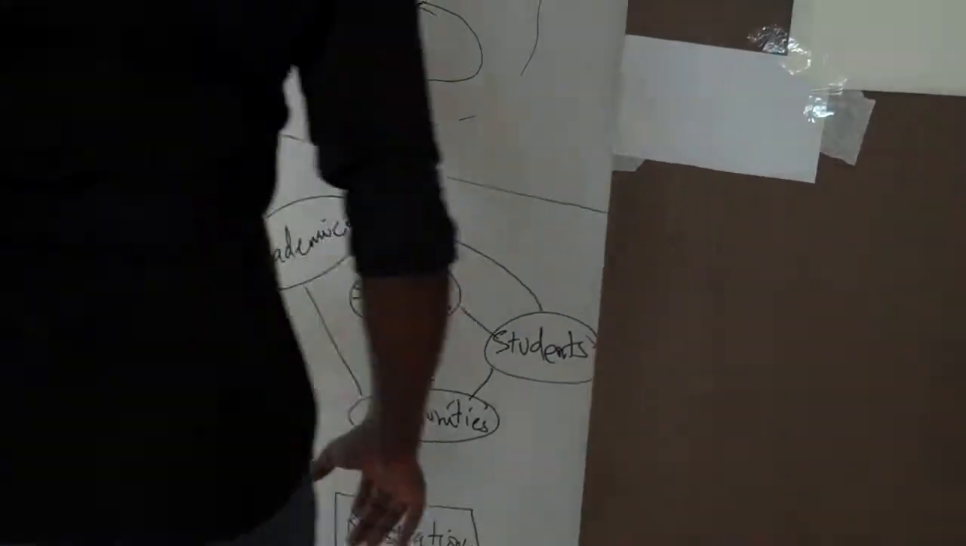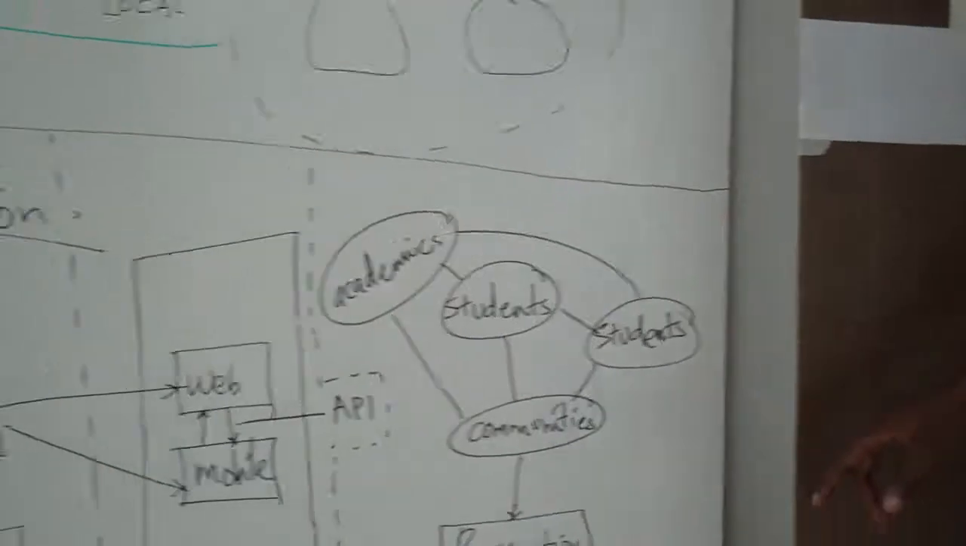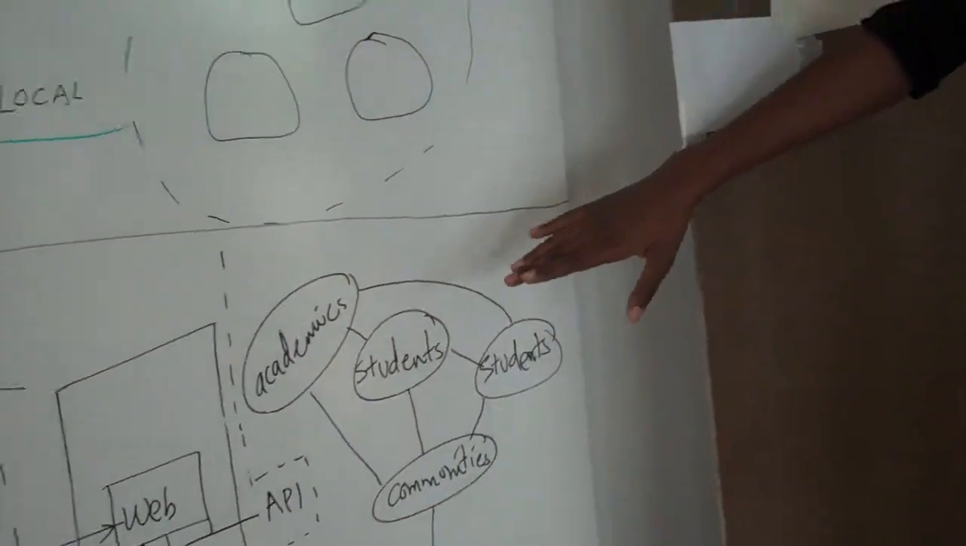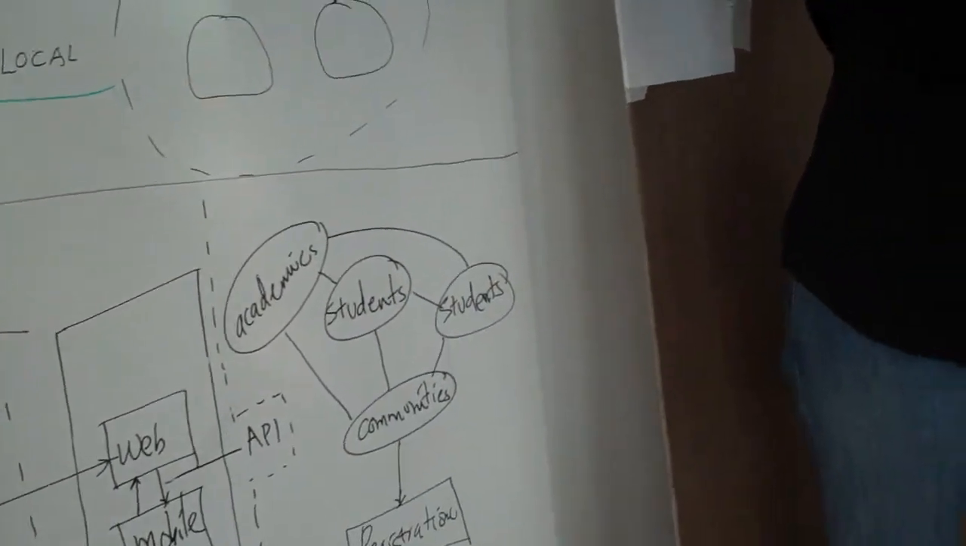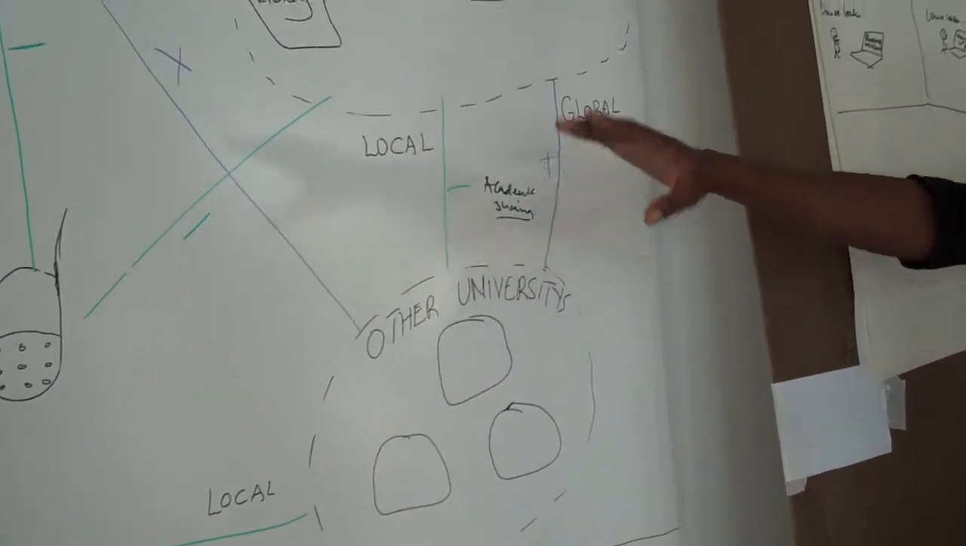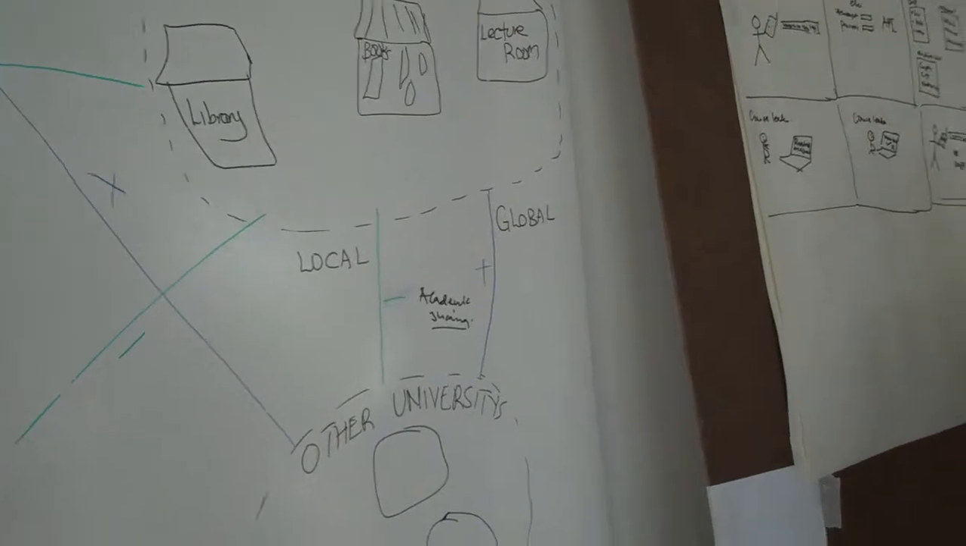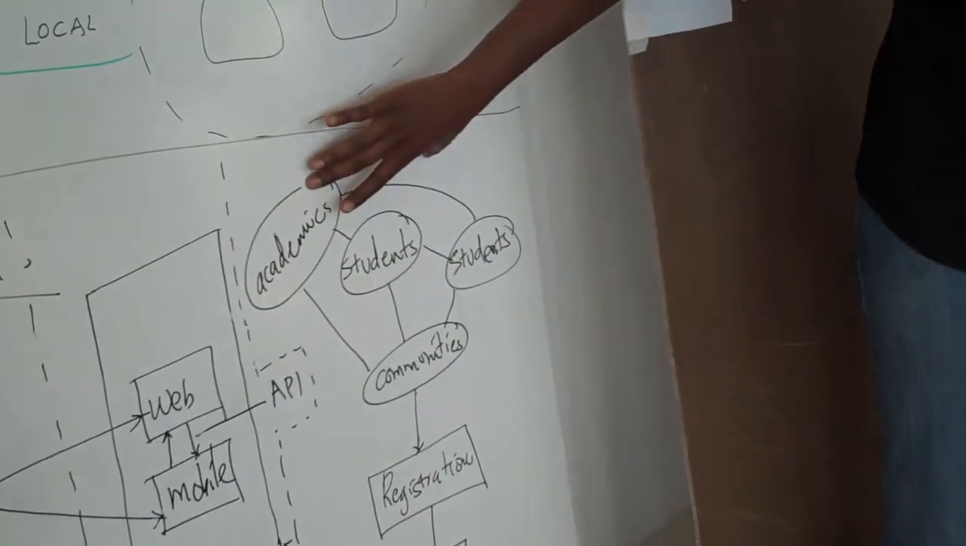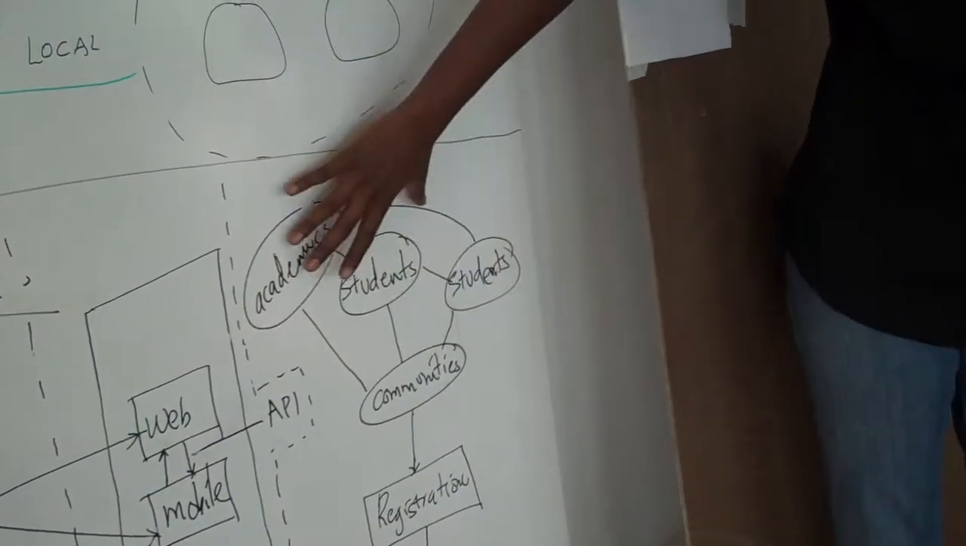So on this other side, leave that alone now, we have the student. We had the negatives of students interacting with other students from other universities, students interacting with the academics, students interacting with the community. So we can have that as a combined figure. These guys can communicate over here.